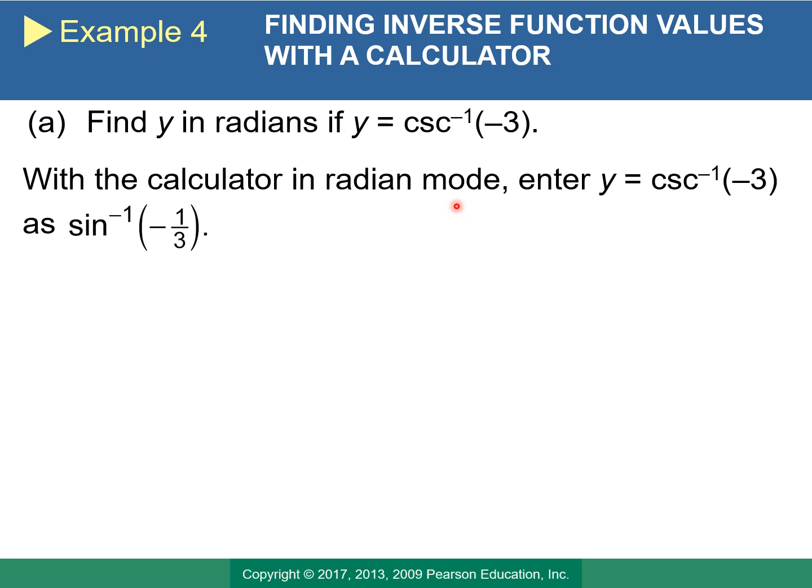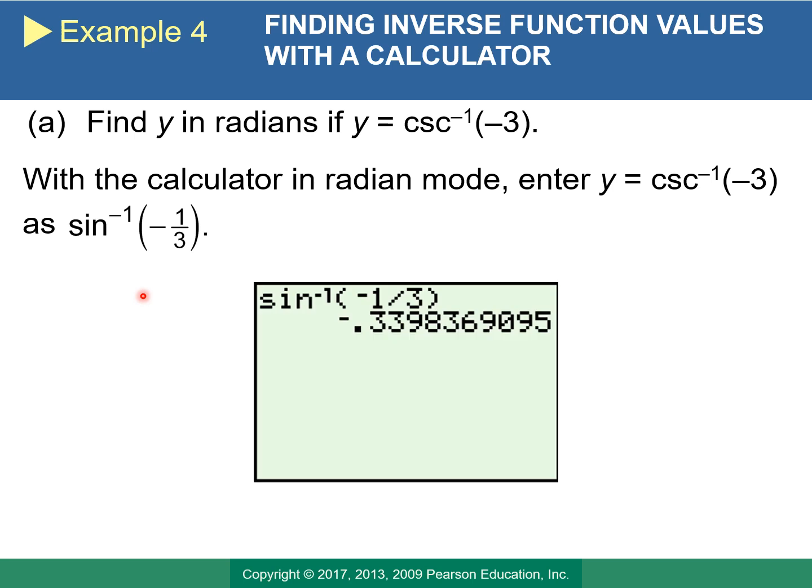So instead, you have to use the fact that cosecant is 1 over sine. So for cosecant inverse, you're going to use sine inverse, but you have to flip over this input, because cosecant is the reciprocal of sine. So if you're going to use your sine inverse button, you have to flip over the argument. So instead of -3, -1 over 3. You plug that in, and we get out -0.3398. And you can round this to however many decimal places you need.